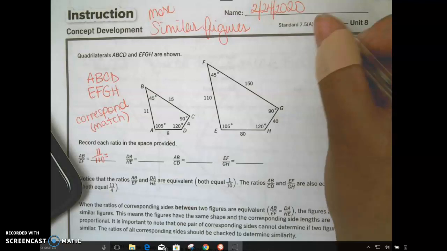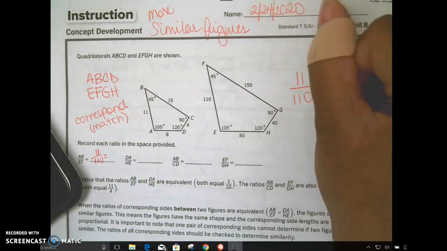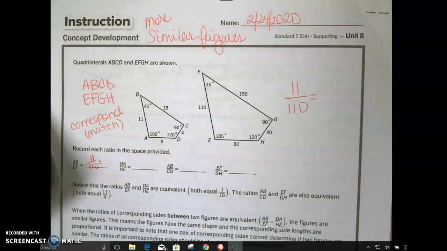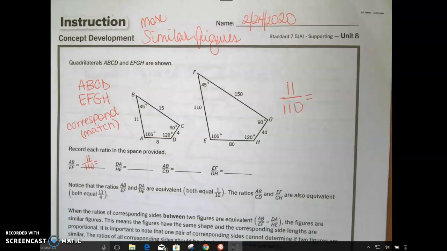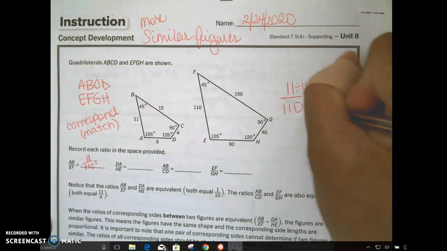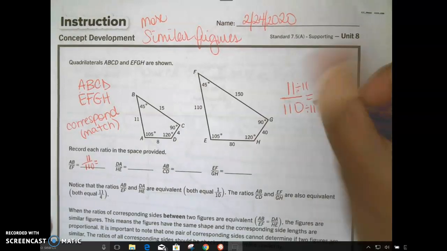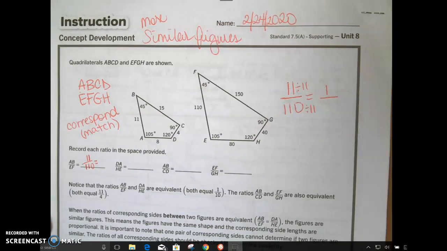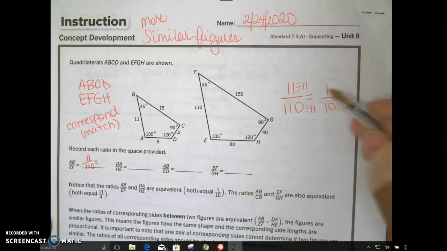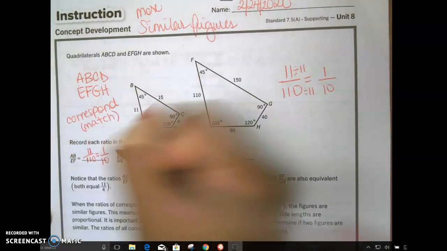Yes. 11 and 1/10. How do I simplify this, ladies and gentlemen? Divide by 11. Top by 11, bottom by 11. What's 11 divided by 11? 1. What's 110 divided by 11? No, it is 10. Thank you. So what have I gotten? 1/10. This is not the same as 10.